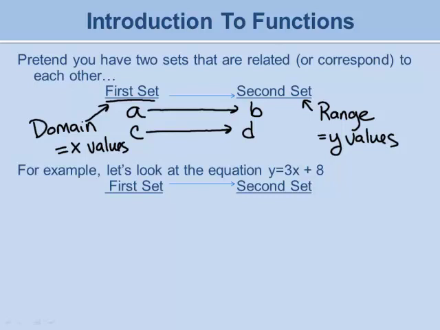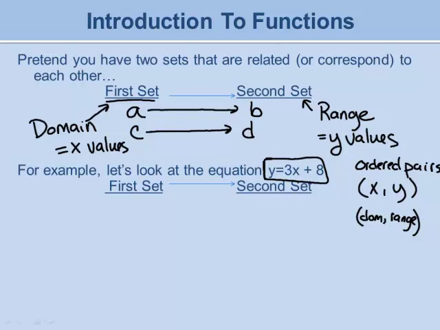So if we're talking about a relationship where we have ordered pairs, you can represent this type of correspondence with ordered pairs. You know that in general, ordered pairs are x comma y, and so for this type of discussion, x values are our domain and y values are our range. So if you ever see an ordered pair, it will always be domain comma range for our purposes. Now the way we set up relationships or correspondences, often, not always, is through the use of an equation. So let's look at this equation and talk about how the first set, or the domain, relates to the second set, or the range.